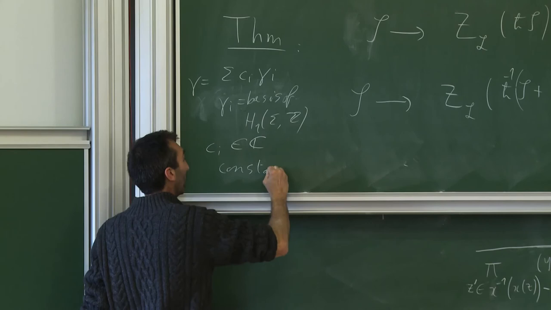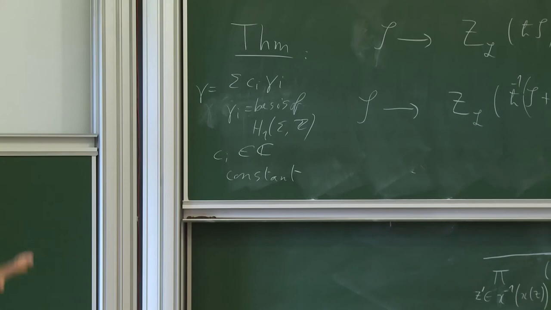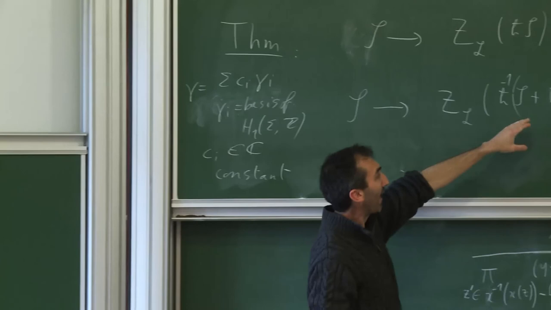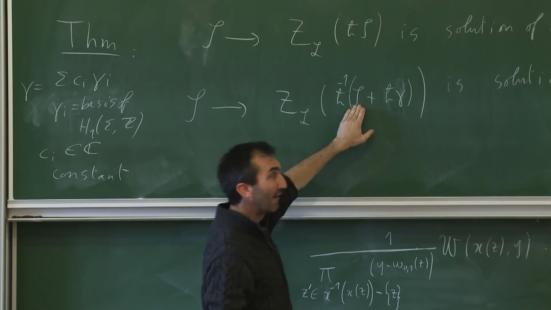So you see, no, ci belongs to Z. No, complex numbers, in fact. Complex numbers, but constant. The idea is that gamma is defined in a space that depends on the spectral curve, but somehow I want to keep it fixed.